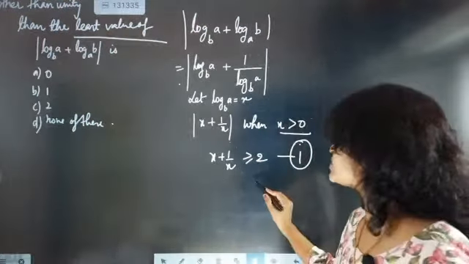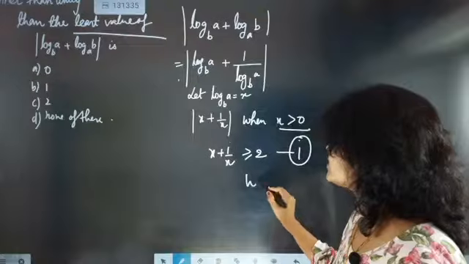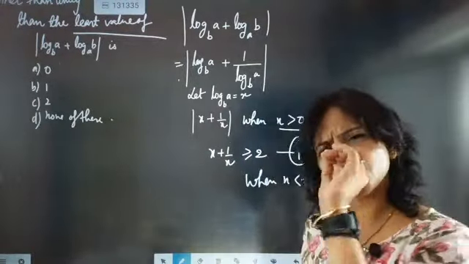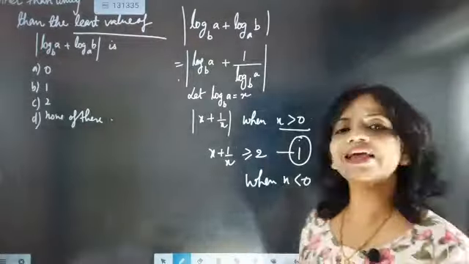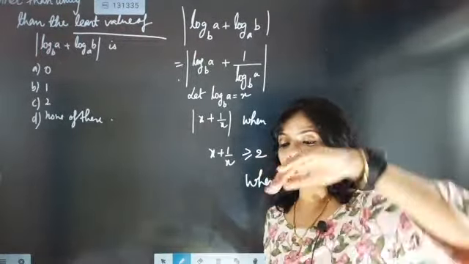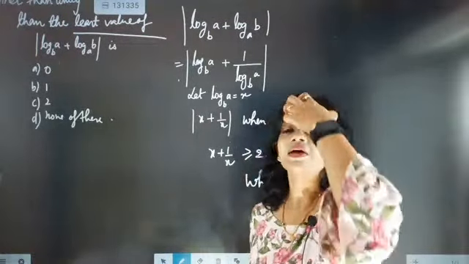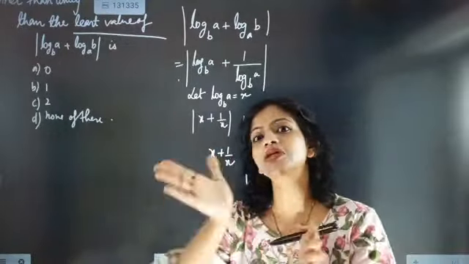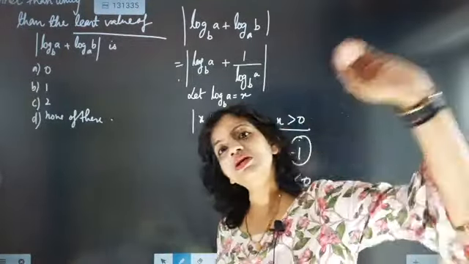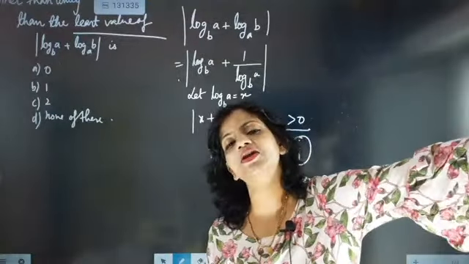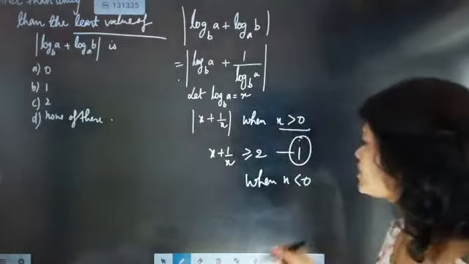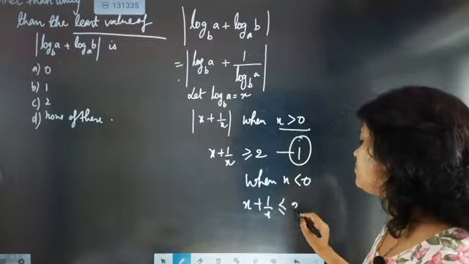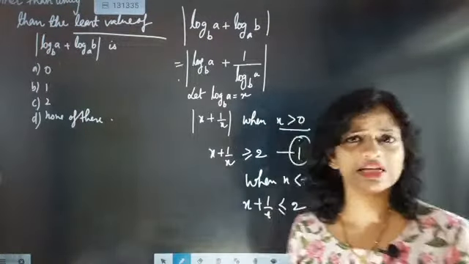Now next, when x is less than 0, the moment you write x less than 0, one small work you have to do: you cannot take any positive number. Now if you start selecting negative numbers, then you have to remember one thing, again you have to go for the least value. Now you can go to the back side and collect some number. Then x plus 1 by x, with the change of sign, will definitely be less than or equal to minus 2.